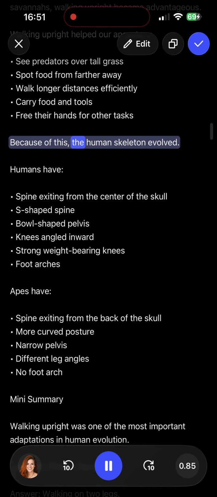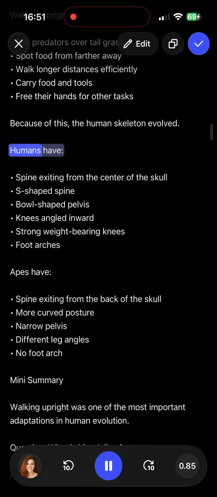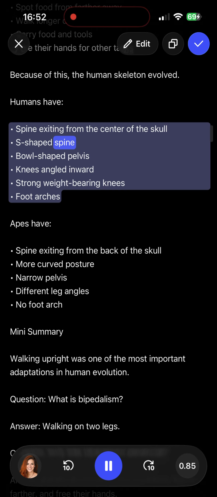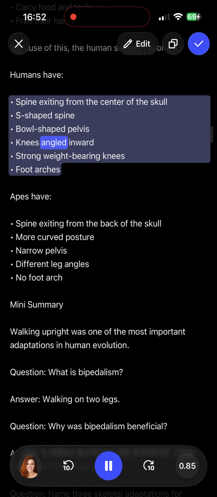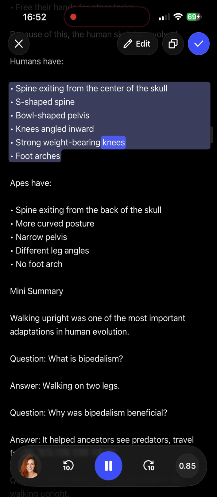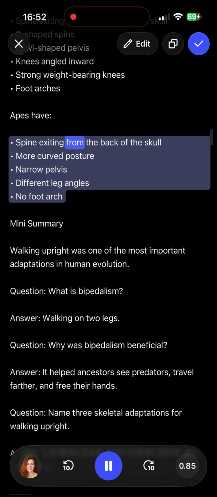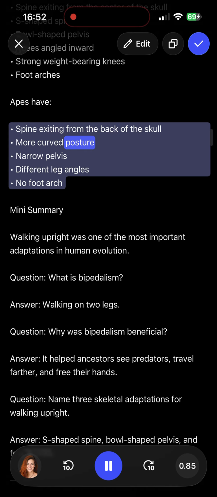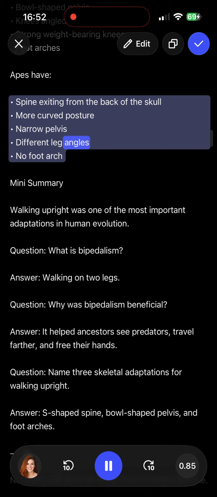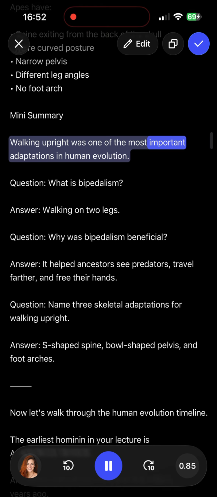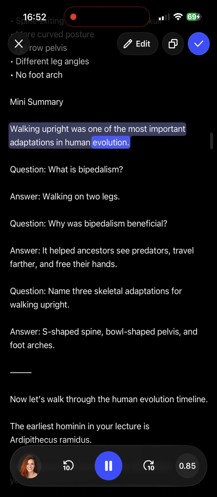Because of this, the human skeleton evolved. Humans have a spine exiting from the center of the skull, an S-shaped spine, a bowl-shaped pelvis, knees angled inward, strong weight-bearing knees, and foot arches. Apes have a spine exiting from the back of the skull, more curved posture, a narrow pelvis, different leg angles, and no foot arch. Mini summary. Walking upright was one of the most important adaptations in human evolution.